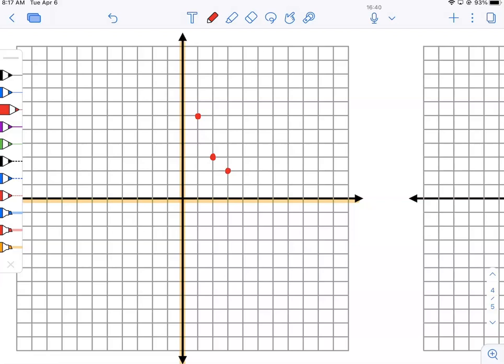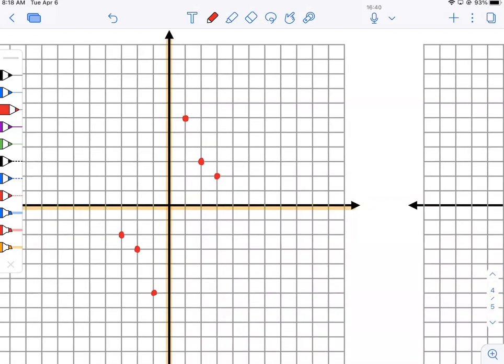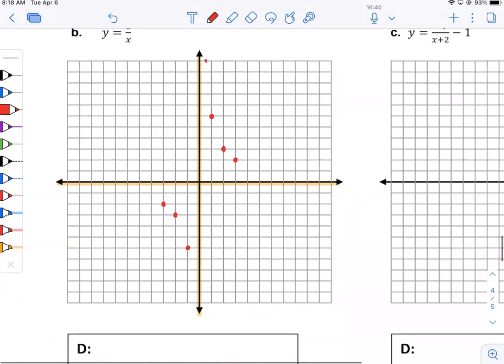And then likewise, we had the same ones but negative. So -1, -6. -2, -3. And -3, -2. Any questions about those points? All right, so then we connect these points. Again, just can't cross those asymptotes.